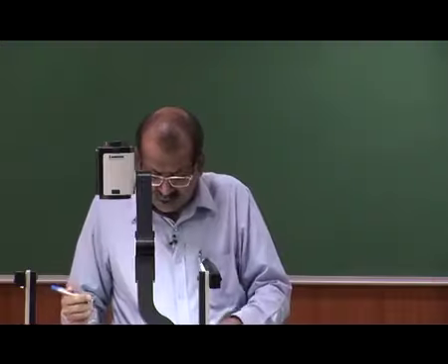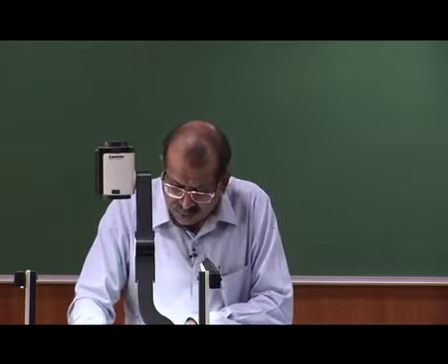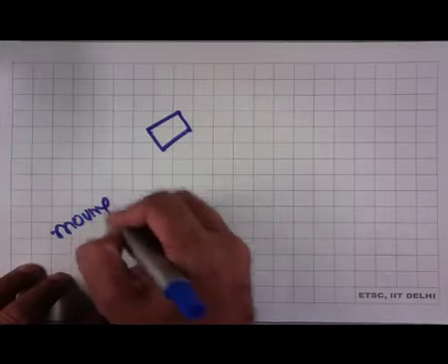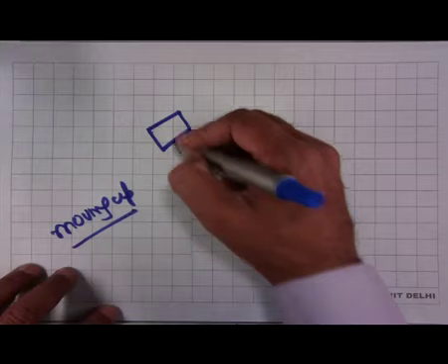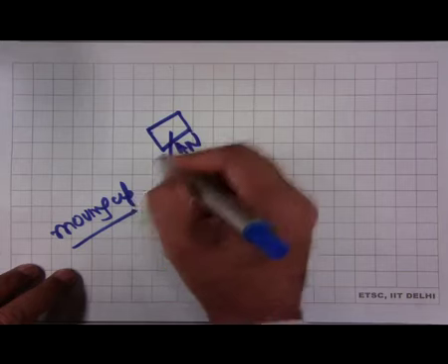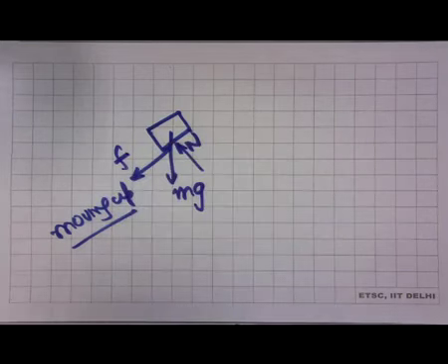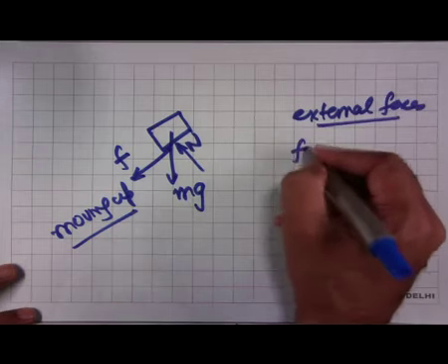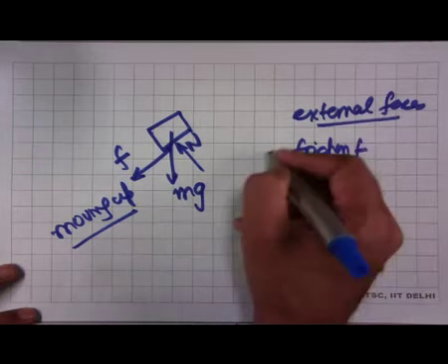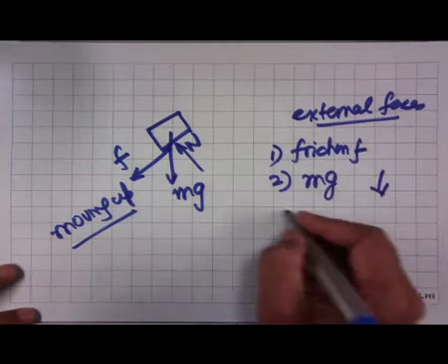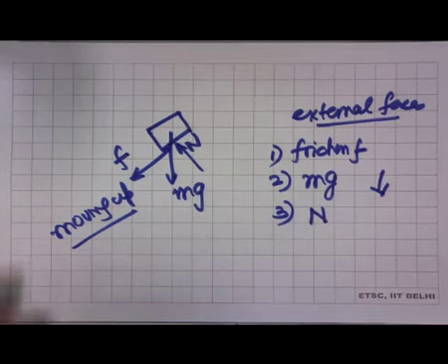So, when I draw the free body diagram of the block when it is moving up, there is normal reaction, there is weight and there is a friction force. These are the only 3 forces acting on the block. So, external forces are 1, friction F, 2, the weight mg which is acting vertically down, and 3, the normal reaction.